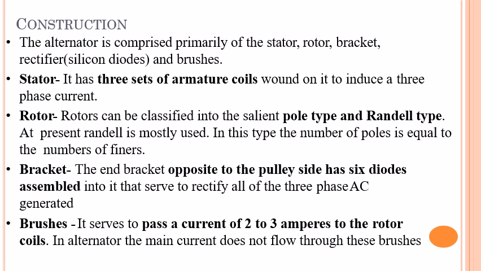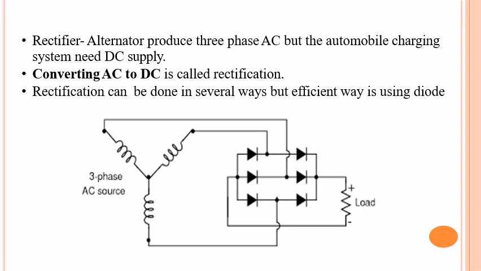The end bracket opposite to the pulley side has 6 diodes assembled into it that serve to rectify all of the three-phase AC generated, and the brushes serve to pass a current of 2 to 3 amperes to the rotor coils. In alternators, the main current does not flow through these brushes. Next is the rectifier. The alternator produces three-phase AC, but the automobile charging system needs DC supply. Converting AC to DC is called rectification. Rectification can be done in several ways, but the most efficient way is using diodes.